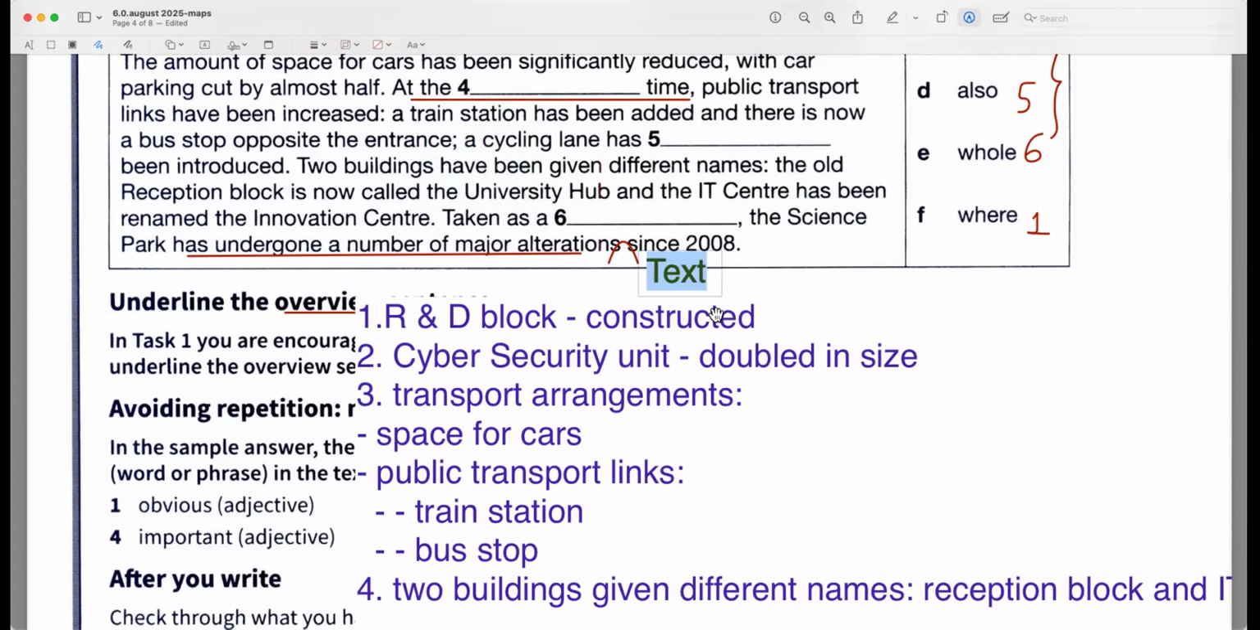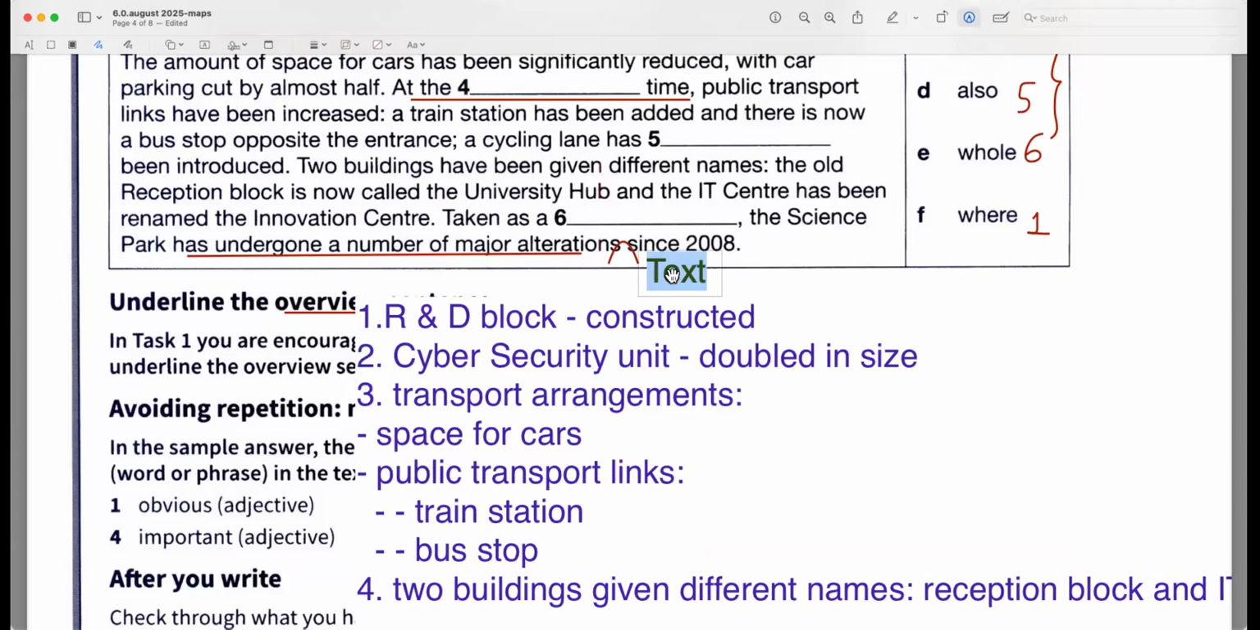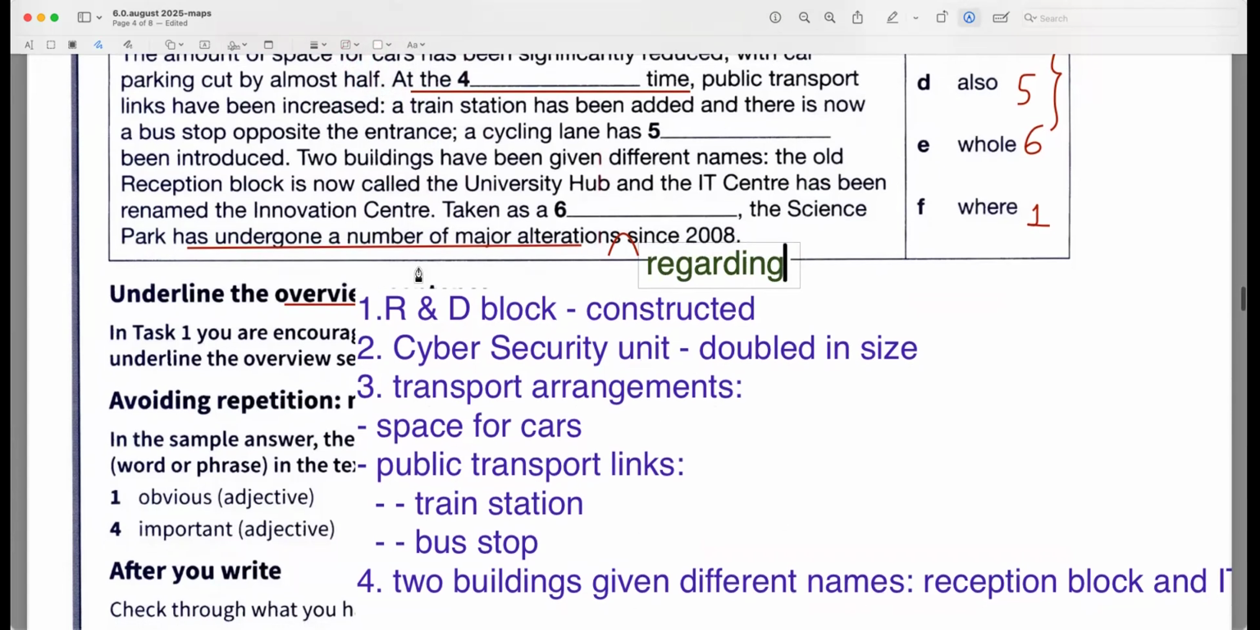Mọi người học alteration, những sự phát triển về mặt nào không? Ví dụ number 3 người ta đề cập tới rất rõ là gì ạ? Transport, transport facilities. What else? Rồi bây giờ mình gom lại cho phần research and development block, cyber security unit, hay là bên này liên quan tới là gì ạ? Innovation center, university hub.